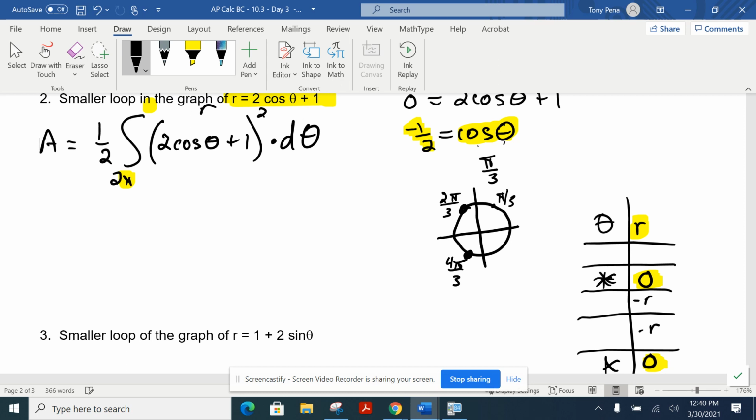So those have to be our limits. So the lower limit, the first 0 value, is 2 pi over 3. So this would have been a 2 pi over 3. And then this would have been a 4 pi over 3. Everything in between here would have given us these negative r's as we work our way around the loop. And then 4 pi over 3 gets us back out. This is then what you're plugging into your calculator.